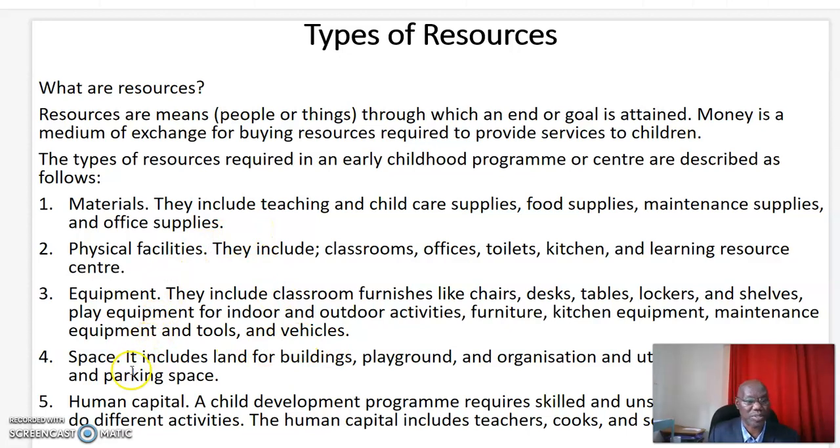The other category of resources is space, which includes land for buildings, playground, and organization and utilization of space and parking spaces. And lastly, human capital. A child development program requires skilled and unskilled manpower to do different activities. The human capital includes teachers, cooks, security men, etc.